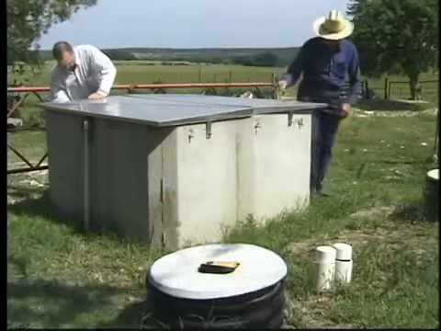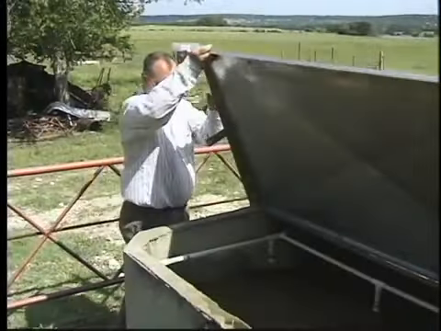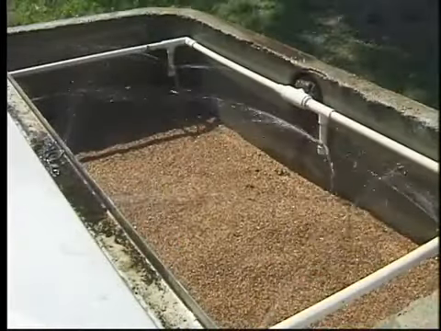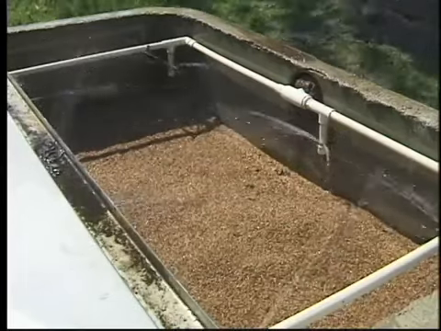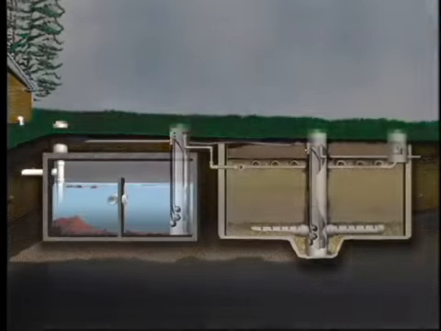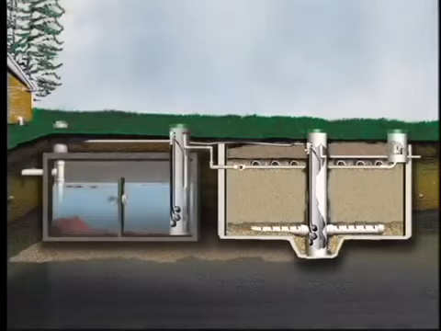Sand filtration is one of the oldest known wastewater treatment technologies. In simple terms, it is a lined, watertight box filled with specific sand materials. If properly designed, constructed, operated, and maintained, a sand filter produces a very high-quality effluent. A typical sand filter system consists of a septic tank, dosing tank, sand filter, and land application system.